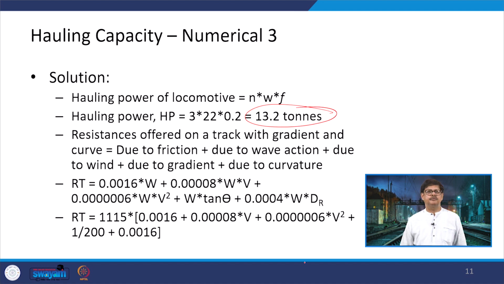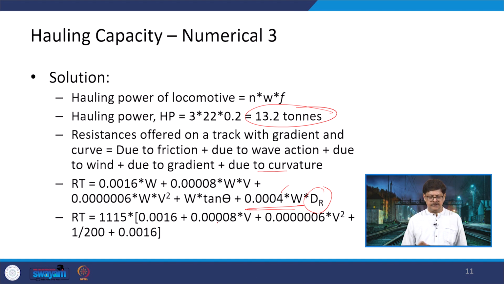Now, the next thing which is to be calculated is the resistances. Resistances here are going to be with respect to friction, with respect to wave action, with respect to wind, with respect to gradient, and with respect to curvature. Now, this is added here. So, for a broad gauge, it is 0.0004 W into dr, where dr is the degree of curvature. If it would have been a meter gauge, then this 4 would be 3, and for narrow gauge it will be 2. So, now we are going to place the values here.